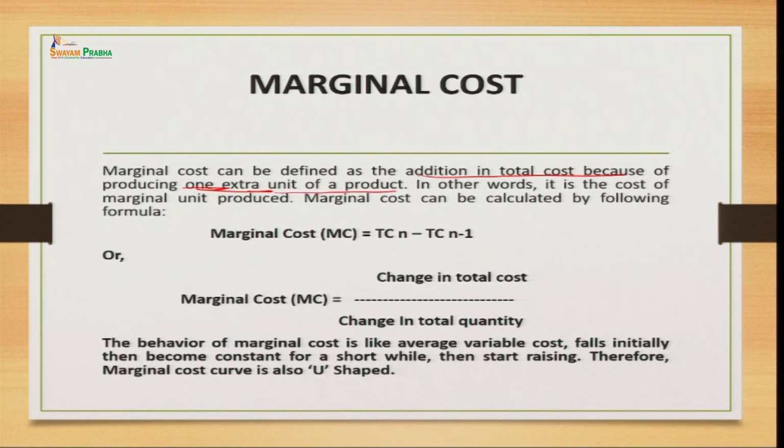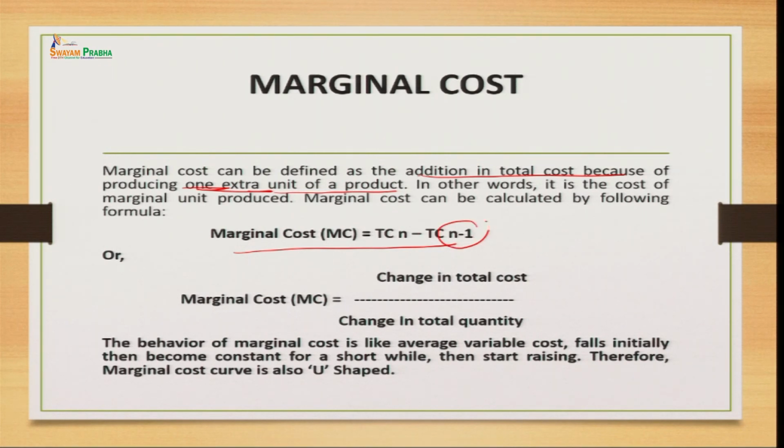One extra unit of product, if you have added to it, and for adding that one extra unit, the extra cost you are incurring would be considered as marginal cost. So, again here we have the ways to calculate this marginal cost. The simple formula is TCn minus TCn minus 1.